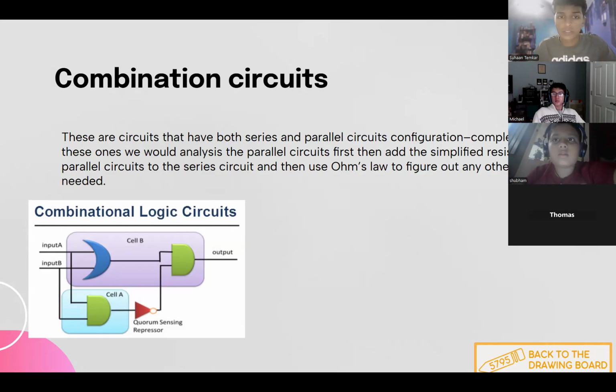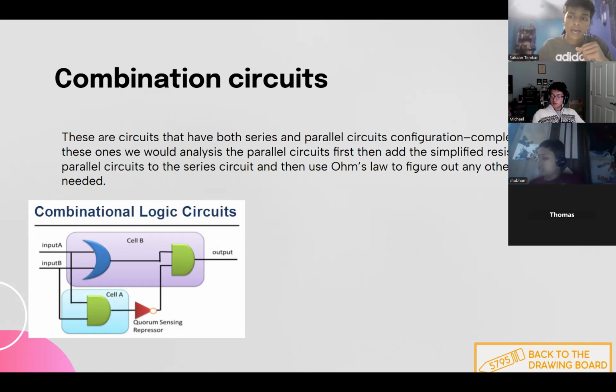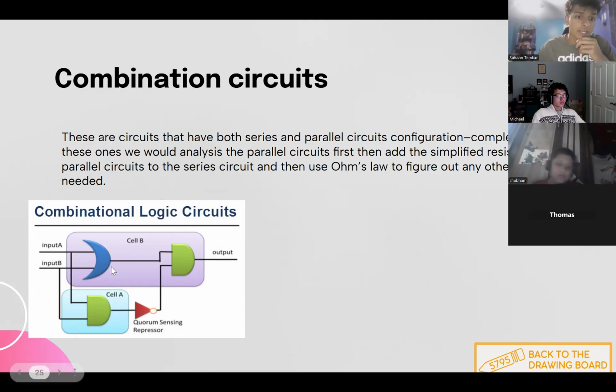So we see things like Ohm's law, parallel circuits, and series circuits. It's just a combination of all of these. And in this last sentence, it talks about the order in which we would analyze this. Again, we would analyze the parallel circuits first, simplify the resistance of the parallel circuits to the series circuit, and then use Ohm's law. And here's a diagram at the very bottom.